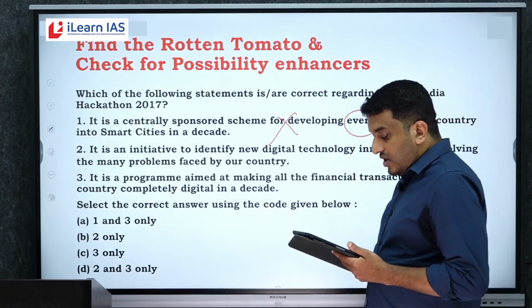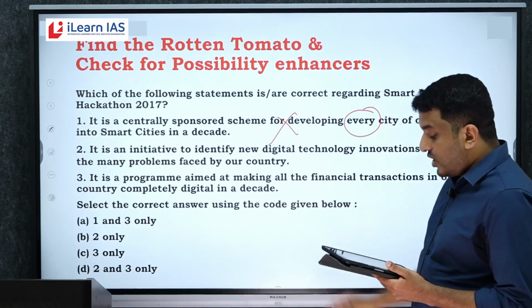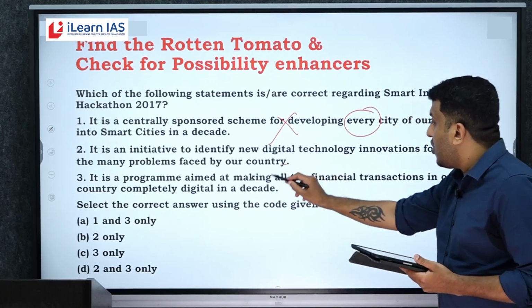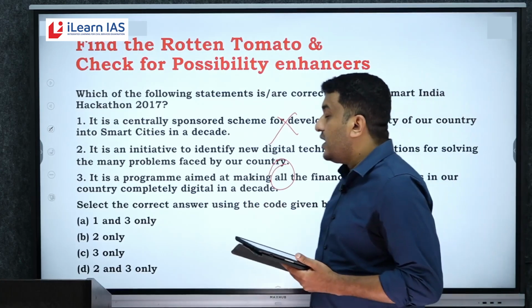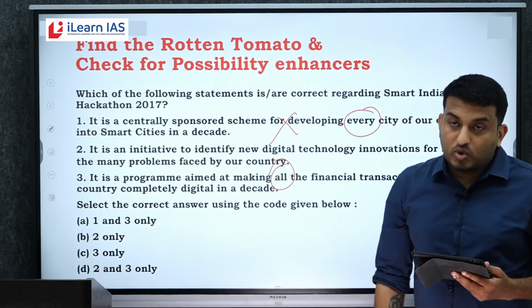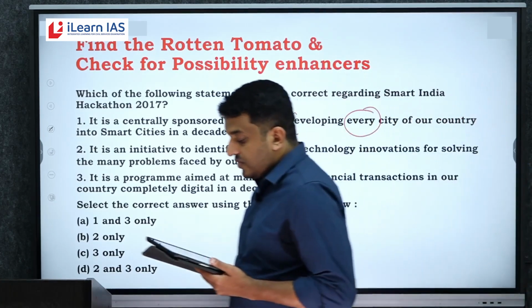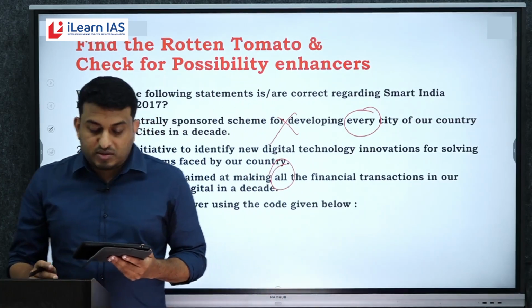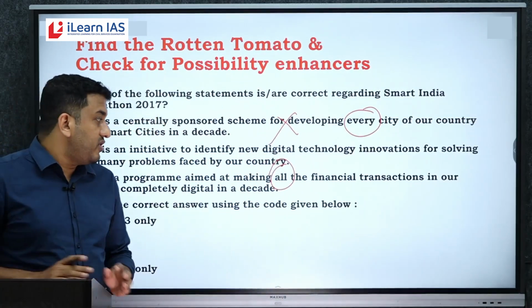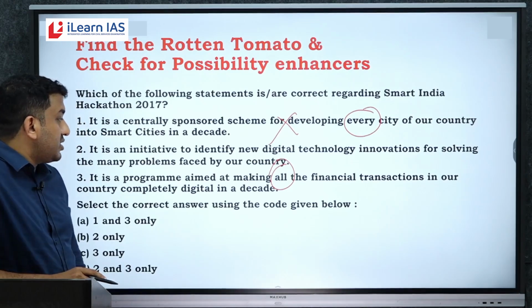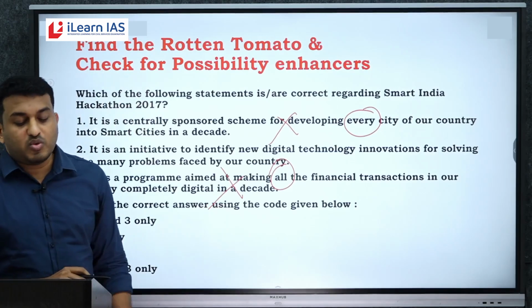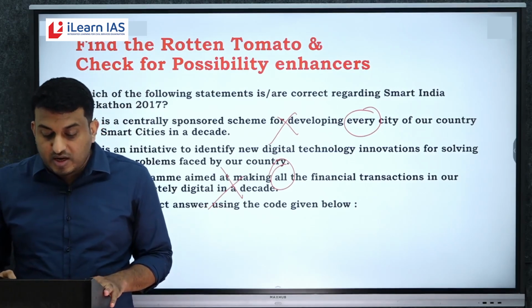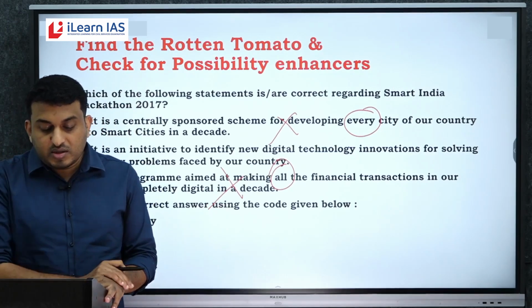If you read statement 3, it is a program aimed at making all the financial transactions in our country completely digital in a decade. Not even Scandinavian countries have done this. So do you think that in a decade we can make all the financial transactions completely digital? No. So statement 1 and statement 3 can be eliminated. So what is the answer?